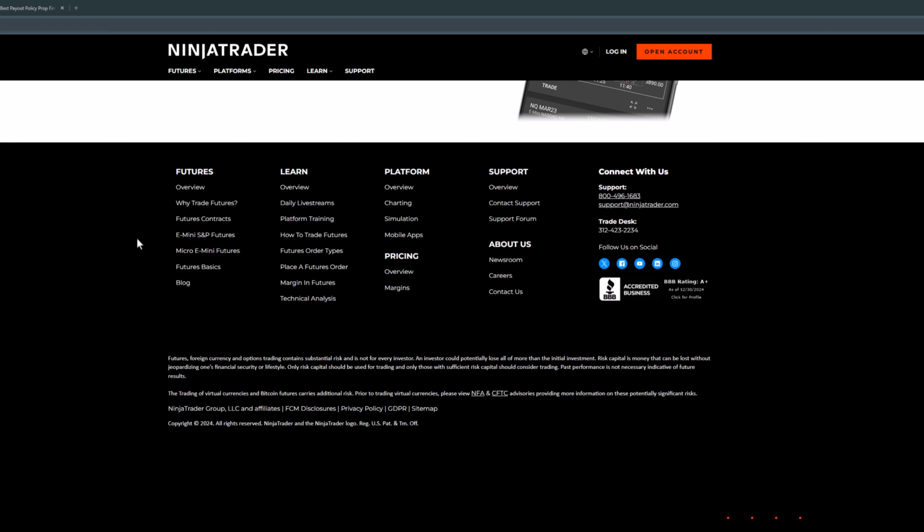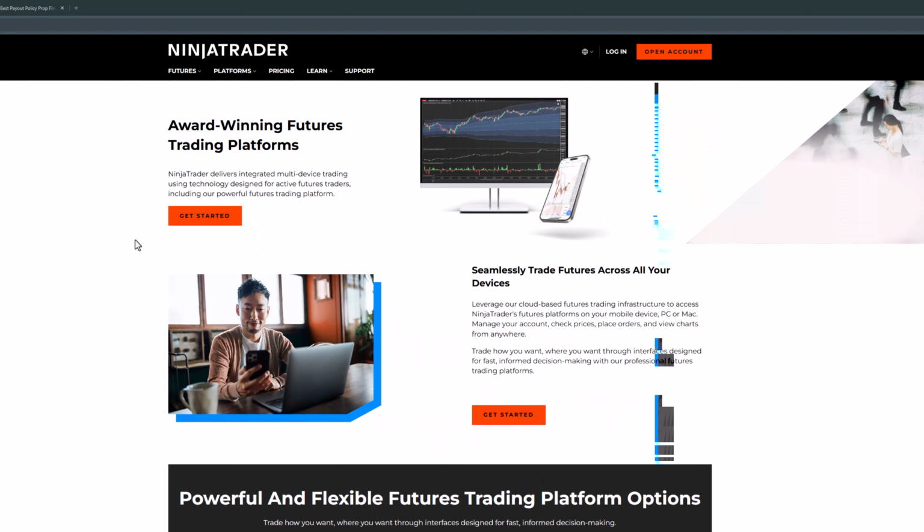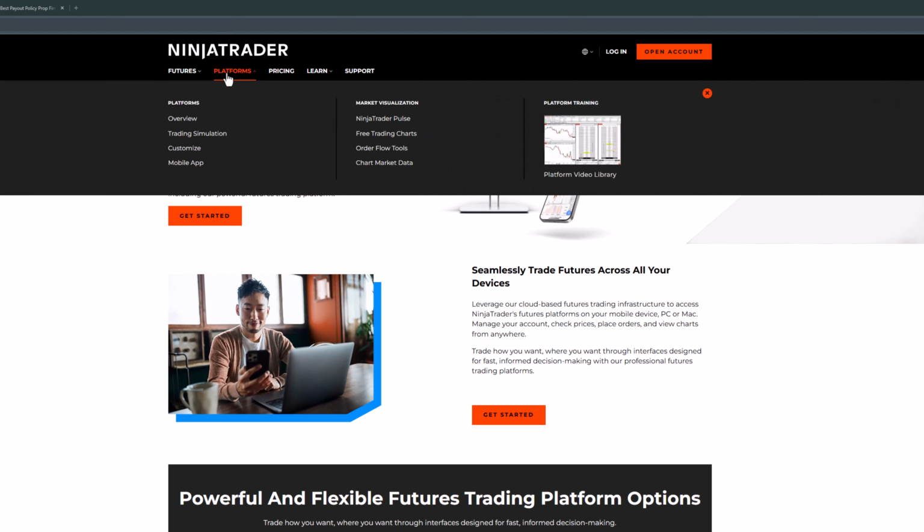So I use NinjaTrader, okay? I do have a live account with them, and it's pretty easy. It's pretty simple, like any other thing. You hit open account, fill out all the paperwork, right? Eventually, they're going to send you a login and a password, all right? So from there, all you would do is download the platform. You know, here you got different types of platforms.